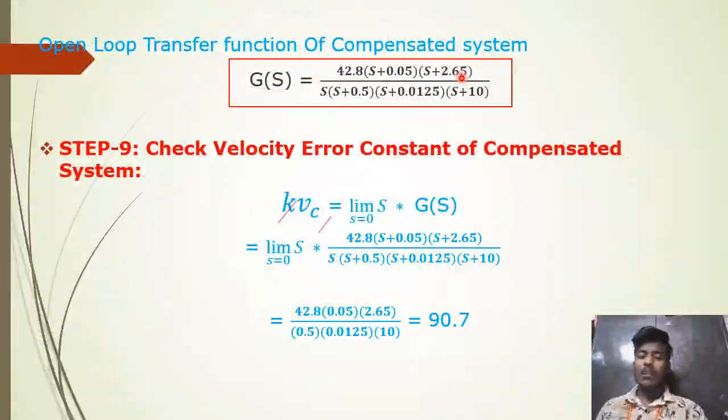If we multiply those, we get the output. Open the transfer function of compensator system. G of S equal to 42.8 into S plus 0.05 into S plus 2.65 by S into S plus 0.5 into S plus 0.0125 into S plus 10.